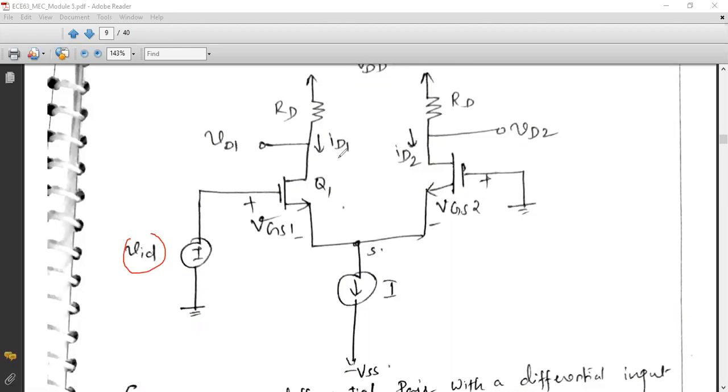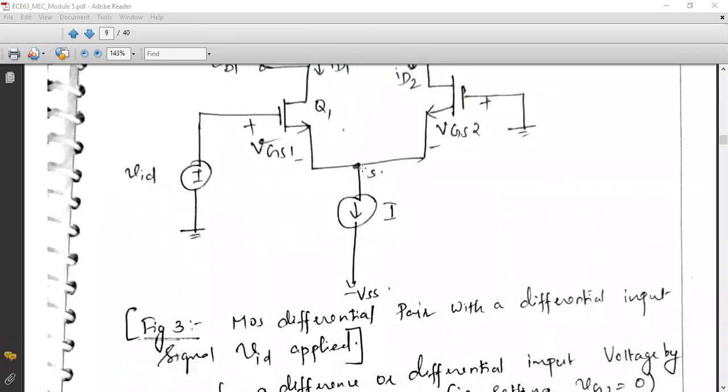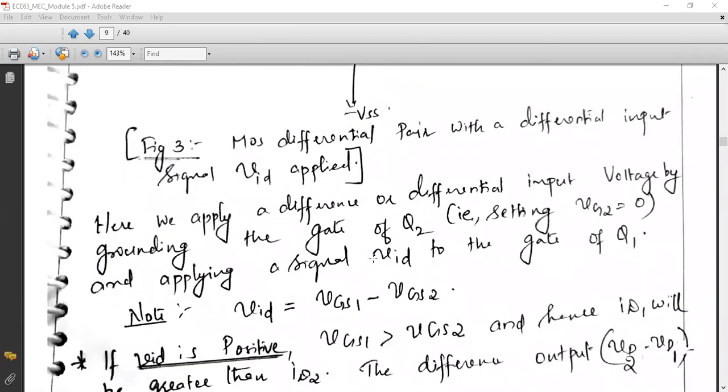It is not necessary that these two currents are the same for this particular configuration. Why? Because this is a differential mode configuration and it is not the common mode. So ID1 cannot be equal to ID2, whereas all the remaining factors are the same. We have a current source at the source terminal, which is further connected to negative VSS.